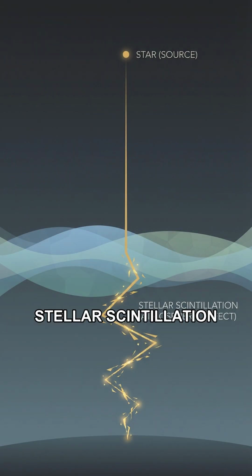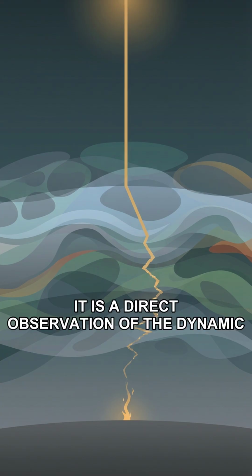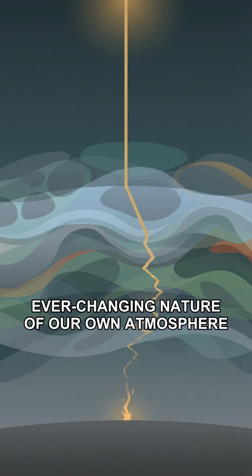Therefore, stellar scintillation, the scientific term for twinkling, is not a property of the star itself. It is a direct observation of the dynamic, ever-changing nature of our own atmosphere.